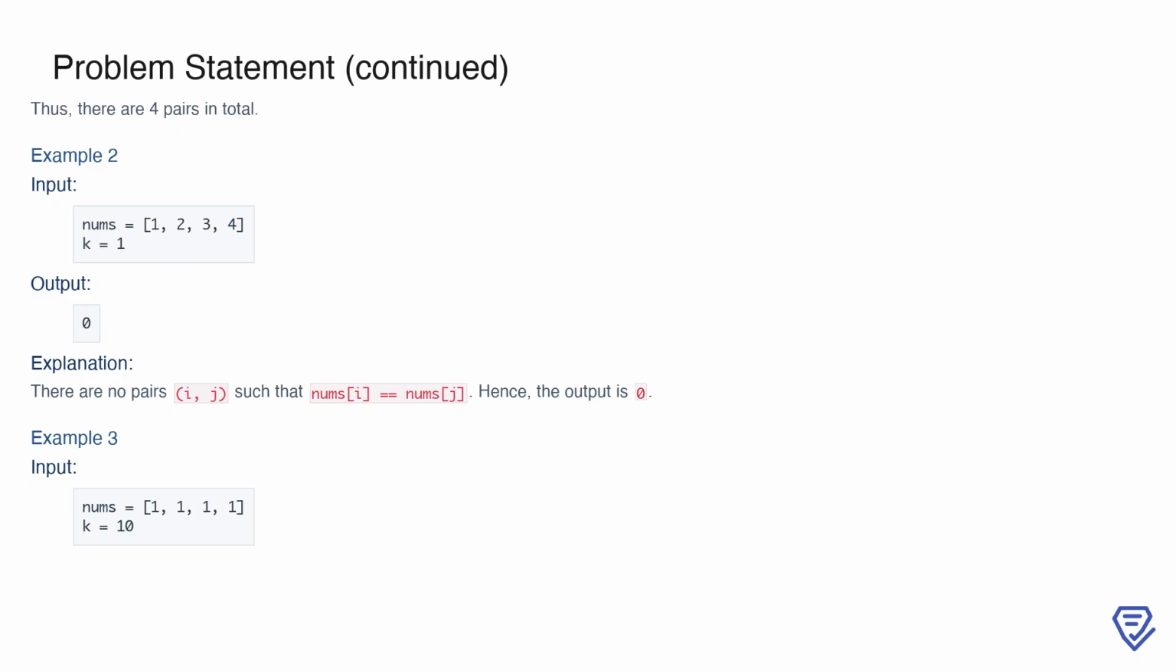In contrast, if we consider an array where all the elements are the same, such as nums = [1, 1, 1, 1], and k equals 10, the situation is different. We need to count all pairs i, j, where the elements are equal and verify whether i * j % 10 equals 0. This will result in multiple valid pairs, as we'll see next.